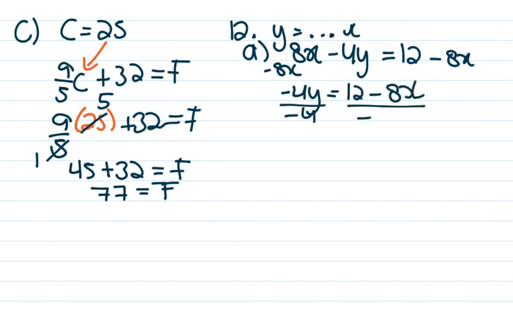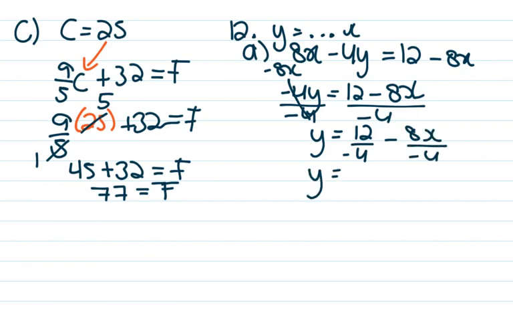Divide both sides by -4, and I'm left with y equals 12 over -4 minus 8x over -4, which is 12 divided by -4 is -3. -8 divided by -4 is positive 2x.